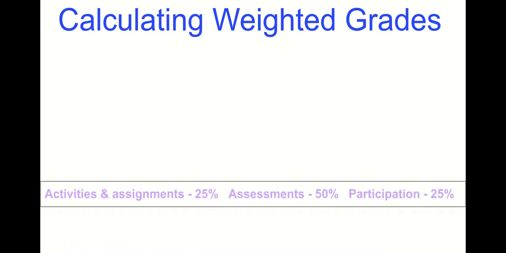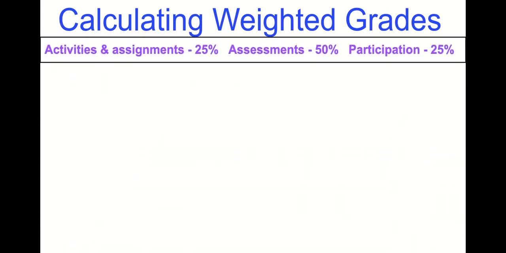So the first thing that we're going to do is look at the three different categories. When you're using a weighted grading system, each assignment is going to fall into a different category. The categories for grades in my classes are activities and assignments, which are worth 25% of your overall grade, assessments, which are worth 50% of your overall grade, and then participation, which is worth 25% of your overall grade.